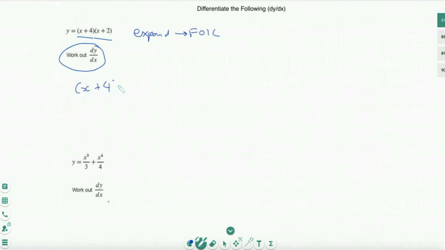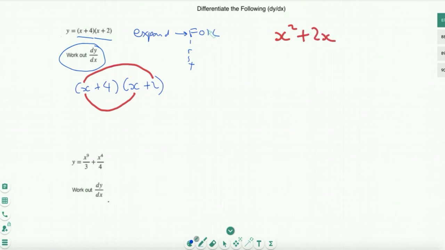x plus 4 times x plus 2. FOIL. First, you're going to multiply the first terms in each bracket, x times x, x squared. Then you're going to multiply the outside terms in each bracket, the outermost terms. Boom. X times 2 is 2x. Then the inside, the innermost terms, 4 times x, 4x. And last, the last terms in each bracket, 4 times 2 is positive 8. And if we simplify that, it'll give us x squared plus 6x plus 8. And now we can differentiate it. Boom.